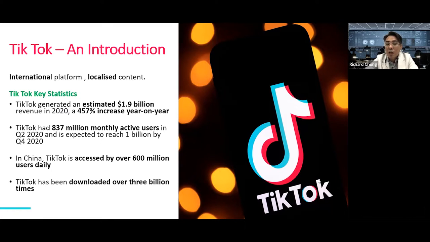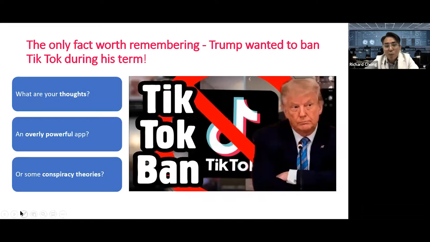In the TikTok key statistics, this is some of the revenue they have made, but this is also not important to you for today. The only fact you want to remember for today is perhaps this. I think you have heard of this before: Donald Trump wanted to ban TikTok during his term. Let me ask you, why do you think he wanted to ban it? What are your thoughts?